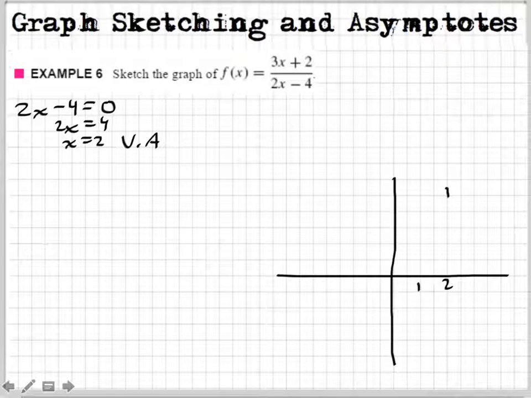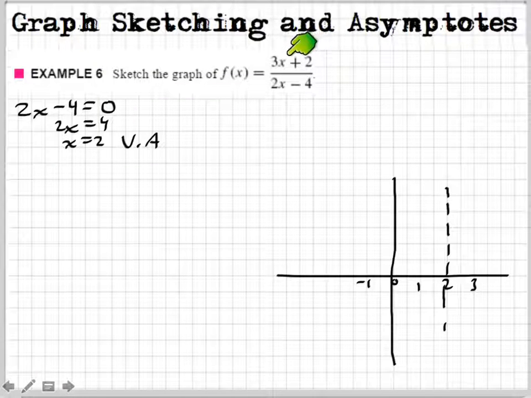Let's go ahead and start that graph here. So I threw my vertical asymptote on there at x equals 2, and then I look for my horizontal asymptote. Now in this situation, the degree on the top is equal to the degree on the bottom. If you forgot what a degree is, all you have to do is look at the exponent, the variable on the top, and find the highest exponent on the variable.